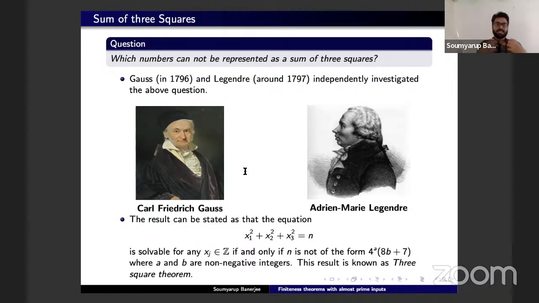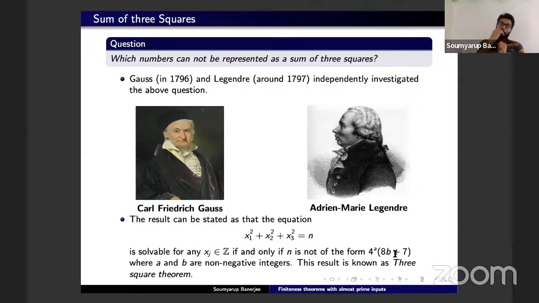This result can be stated as: the equation x1 square plus x2 square plus x3 square equal to n is solvable for any xj belonging to Z if and only if n is not of the form 4 to the power a times (8b plus 7), where a and b are non-negative integers. This result is known as the three square theorem. Okay, so basically the number cannot be congruent to 7 mod 8 times 4 to the power a, something like that.